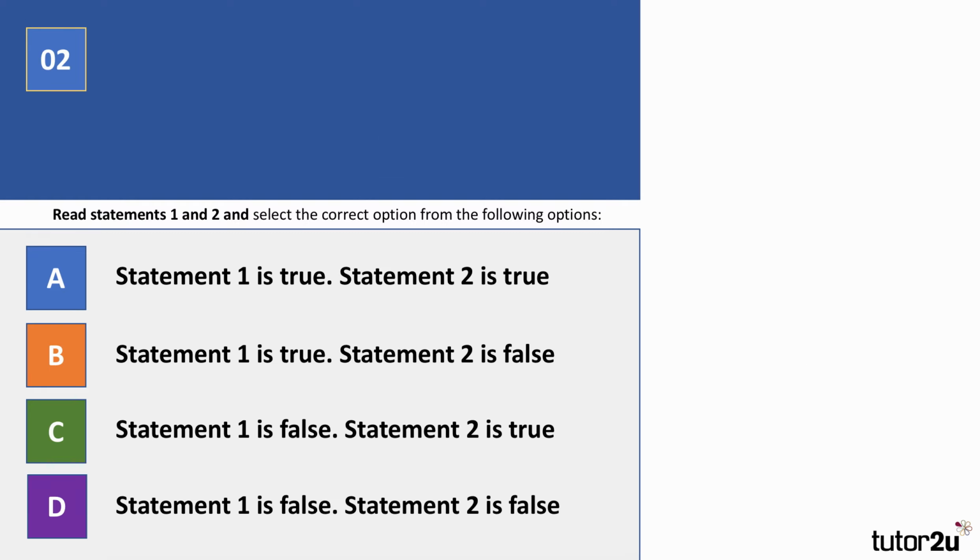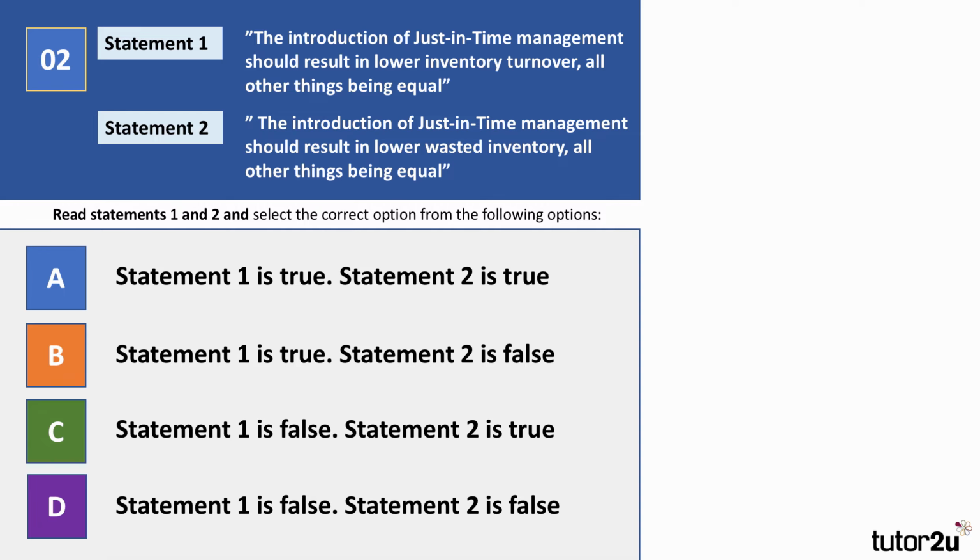Okay, question 2. This is the first of a series of 2-statement format questions. Here are the 2 statements. You need to work out whether each of these are true or false. Statement 1. The introduction of just-in-time management should result in lower inventory turnover, all other things being equal. And statement 2. The introduction of just-in-time management should result in lower wasted inventory, all other things being equal. So work out your combination of answers by pausing the video.